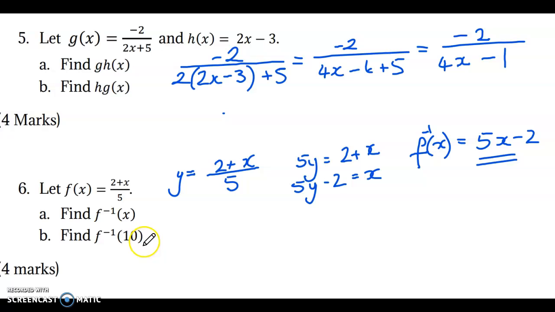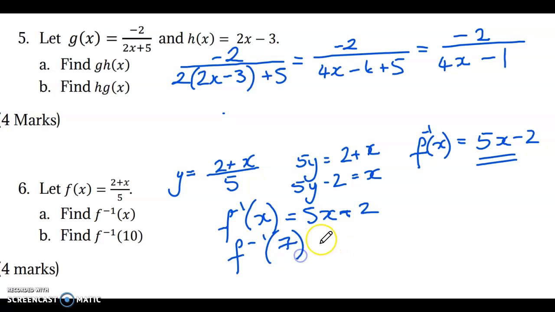When it's got a number and they want to know what the value is, so if there's a number here instead of the x, it's asking for what the value of this is. So f to the minus 1 of x is 5x minus 2. But if I want to know f to the minus 1 of 7, I would put 7 in, so it'd be 5 times 7 minus 2. Okay, so it'd be 35 minus the 2 is 33. Okay, so you can have a similar go with putting 10 in. Okay, so hopefully that's helpful and you can have a go at the rest of the questions.